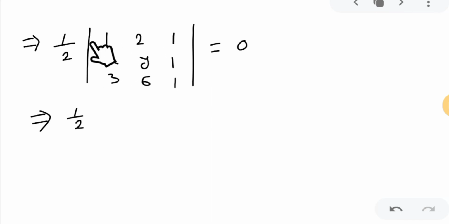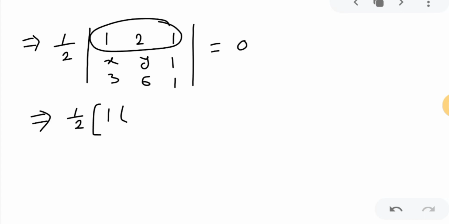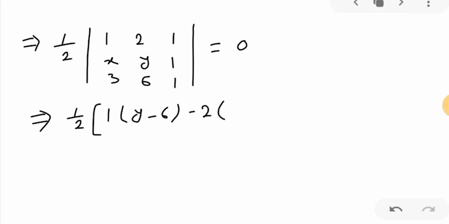This is a determinant only, so I will simplify. I will take this half and solve. I am expanding through the first row. 1 into y minus 6. I hope you understood how to find the determinant value, so I'm not going into that again. Plus 1, I'm finding directly, you will calculate by yourself. So this will be 0, correct?